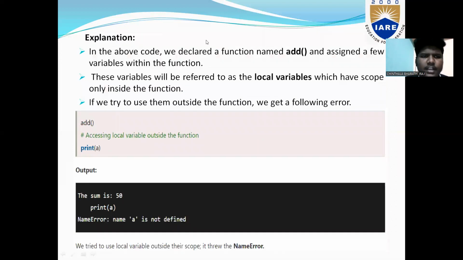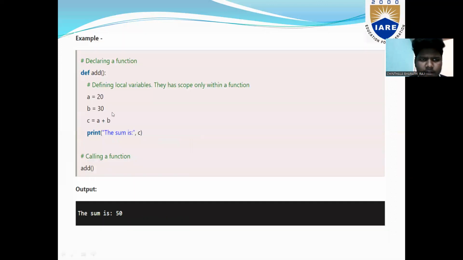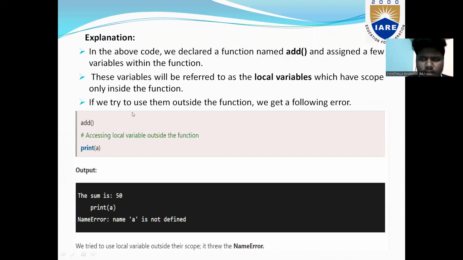Now explanation. In the above code, we declare a function named add and assign a few variables within the function. These variables are recognized as local variables, which have scope only inside the function. If we try to use them outside the function, we get the following error. If local variables are used outside the function, we will get an error.